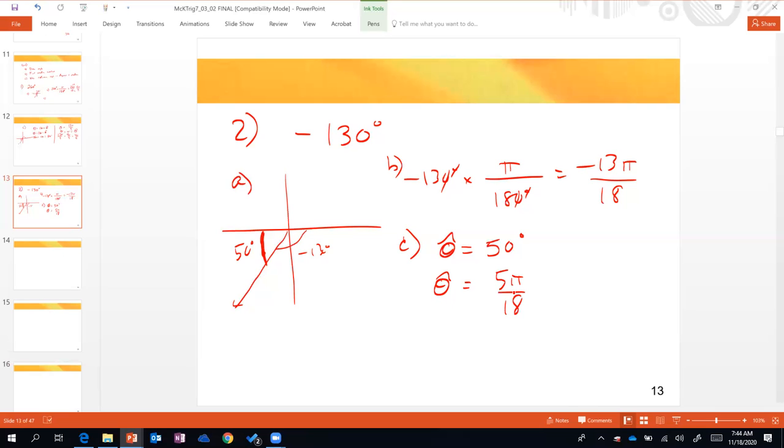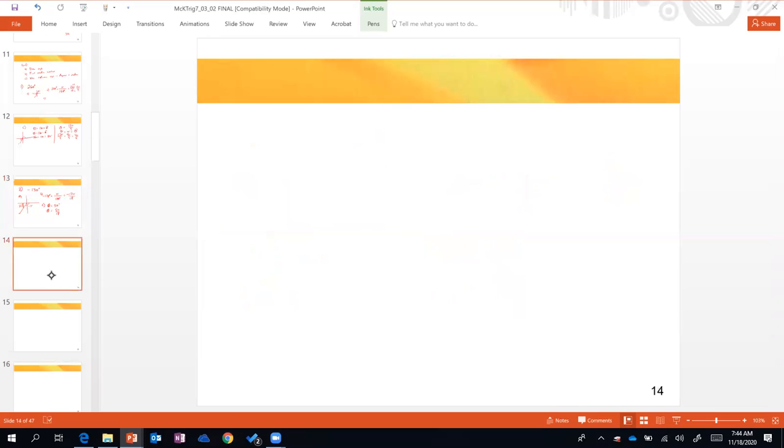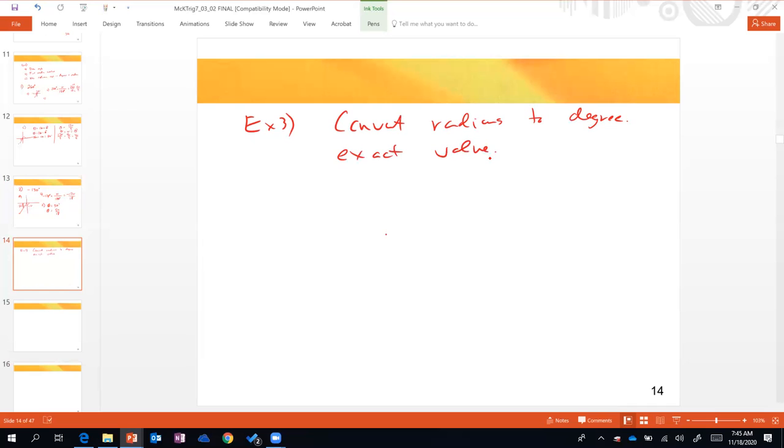So let's go quickly the other way. Instead of doing the whole thing, because there's a whole section here, you got 3 things to do, let's just practice converting. Example 2, example 3. How about this? Just convert from radian measurement. Let's go backwards to degree measurement, and let's go exact value. So convert radians to degrees with exact values.